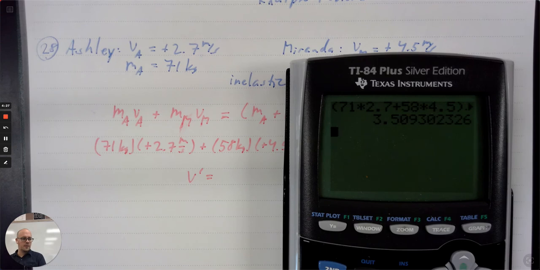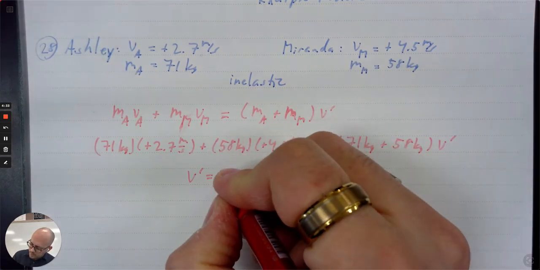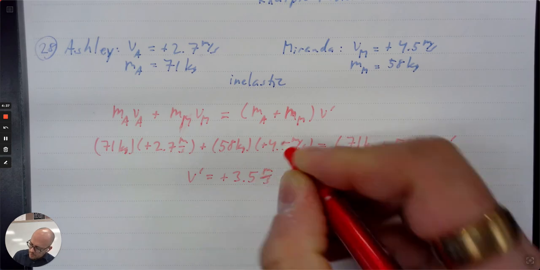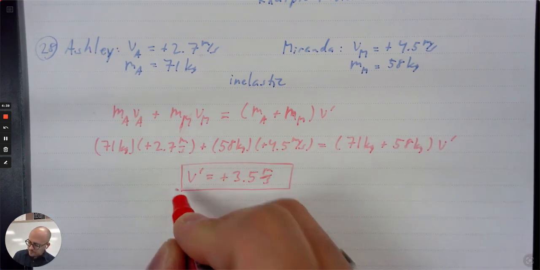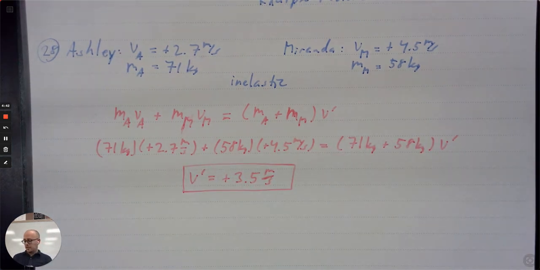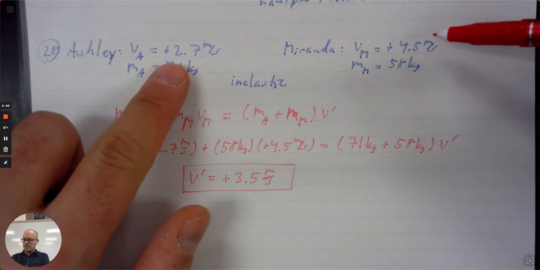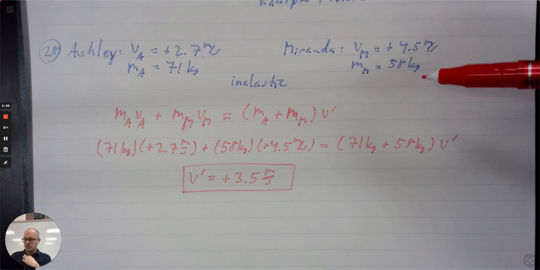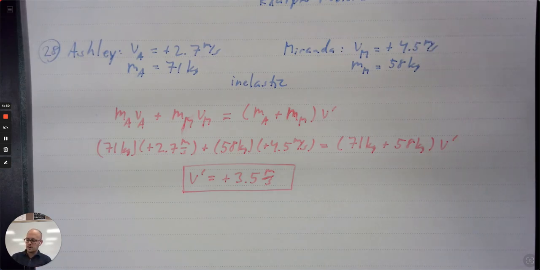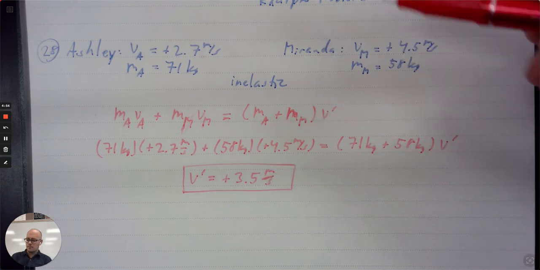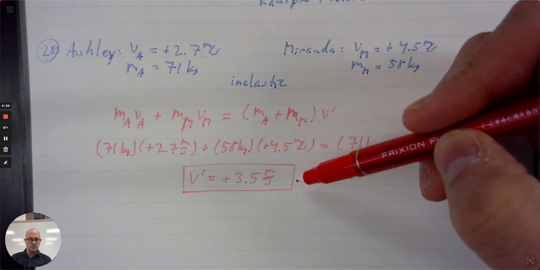And we get a final velocity of 3.509. So everything's to 2 sig figs. So the final velocity is going to be positive 3.5 meters per second. So that's it for this problem. And you notice that, hopefully, the final velocity of the two of them is in between their initial velocities. So, something to break apart here is Ashley actually experiences an increase in momentum, Miranda experiences a decrease in momentum. So that's still happening.